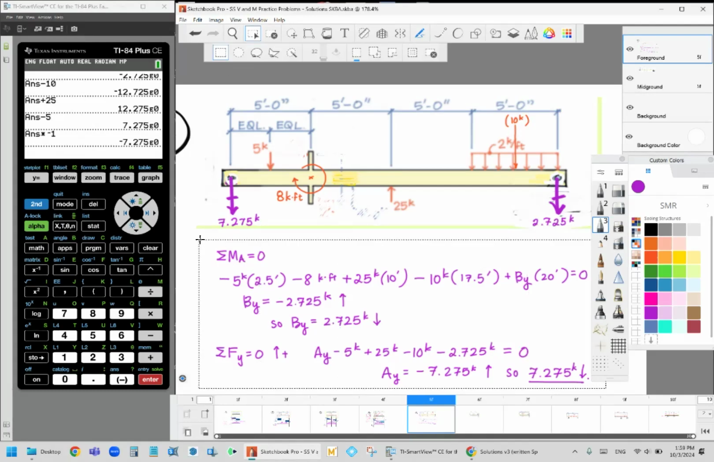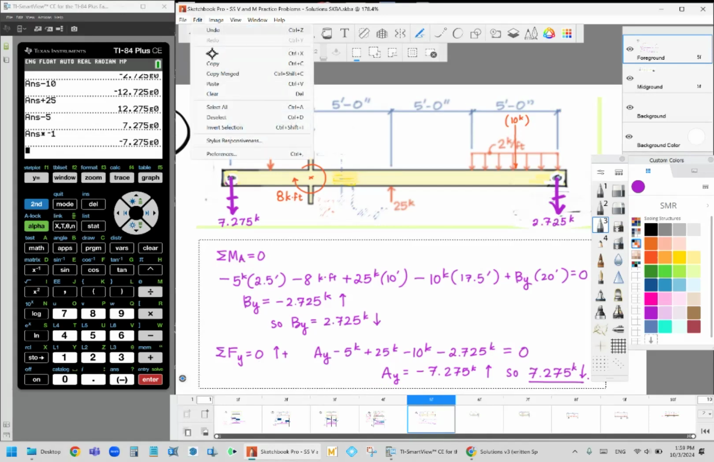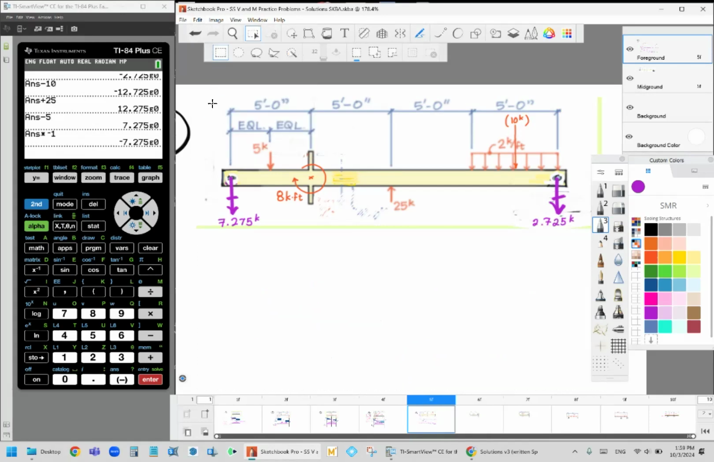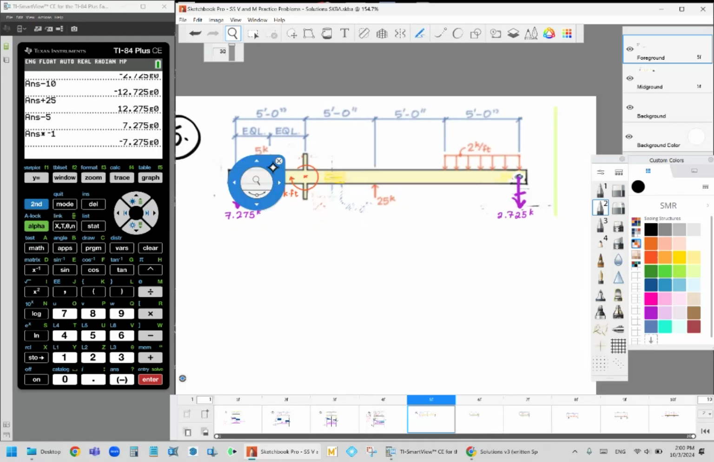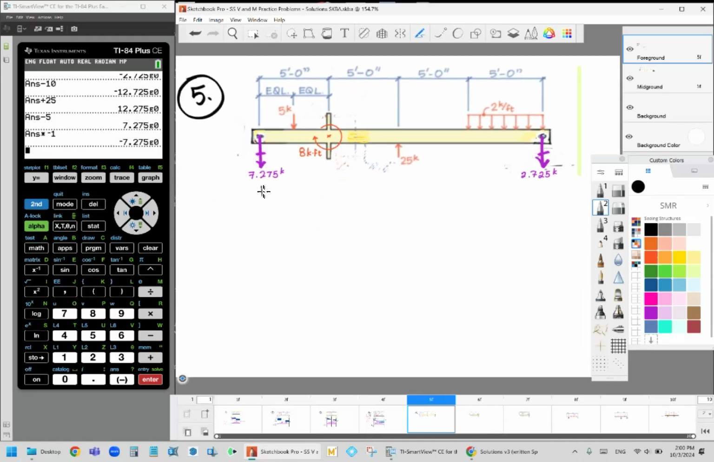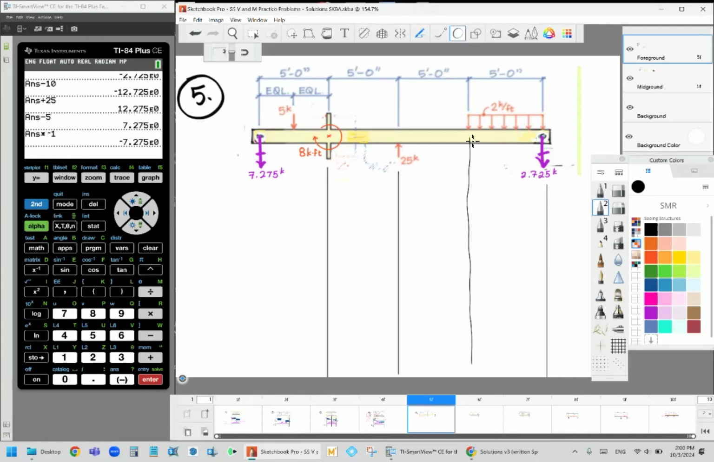All right, I no longer need these reactions, so I'm just going to remove them from my document. I also no longer need that 10 kip force, so I'm going to remove that from the document as well. And we are good to go with shear and moment diagrams. I'll go ahead and zoom out. Let's get these lines going. I need one there, and I need one here.